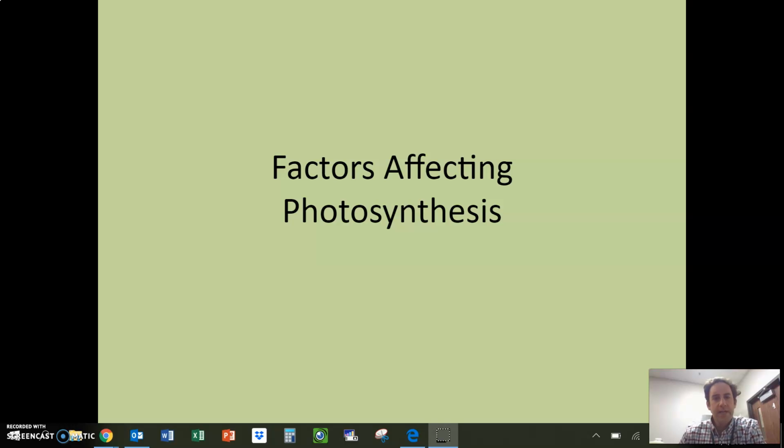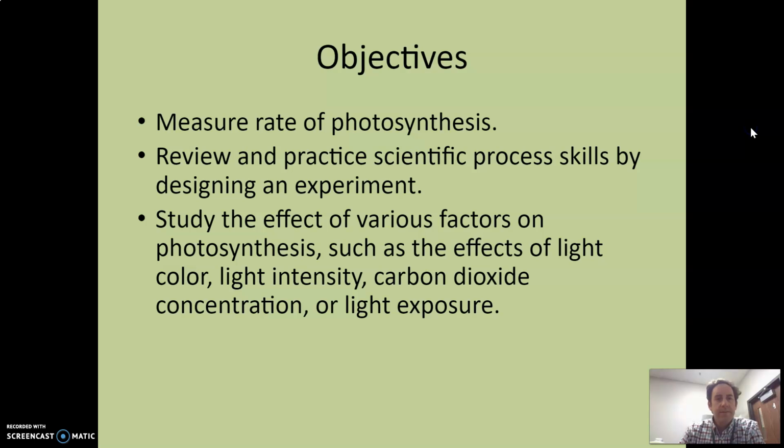Today we're going to talk about a lab called Factors Affecting Photosynthesis. The objectives of this lab are: you are going to measure the rate of photosynthesis. Again, you're going to review and practice scientific process skills by designing. This time, though, we're upping the ante a little bit, in that you're going to design an experiment by choosing some different variables to manipulate. And third, you're going to study the effect of various factors on photosynthesis. And that factor is up to you and your group.